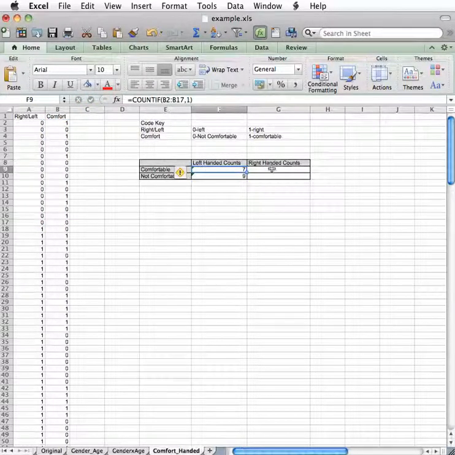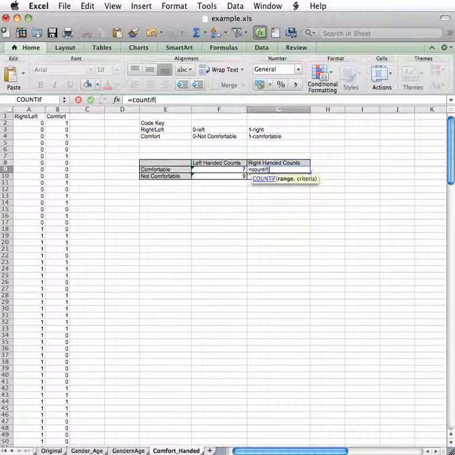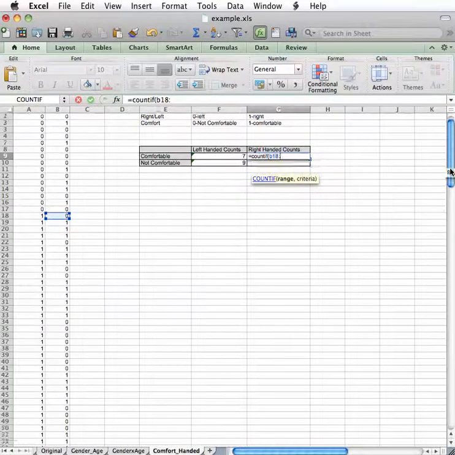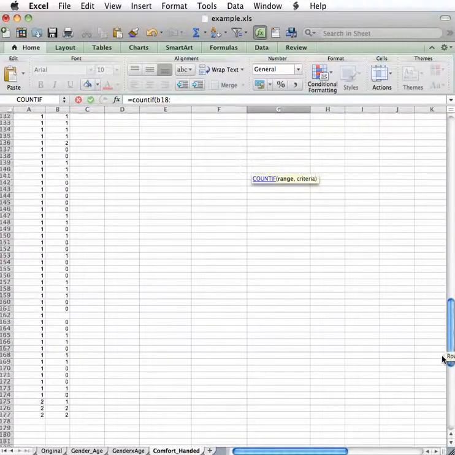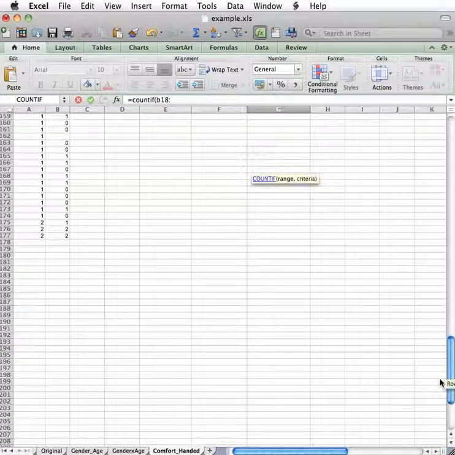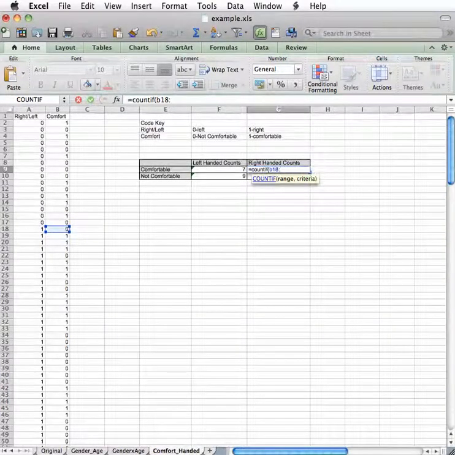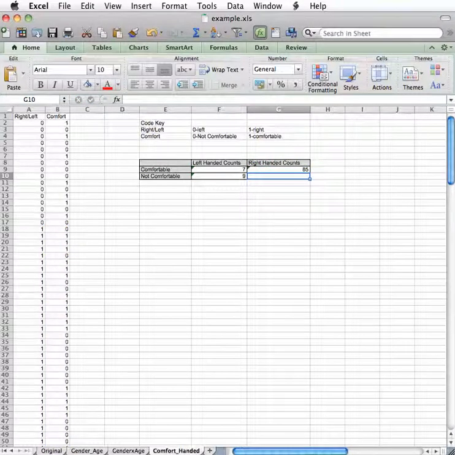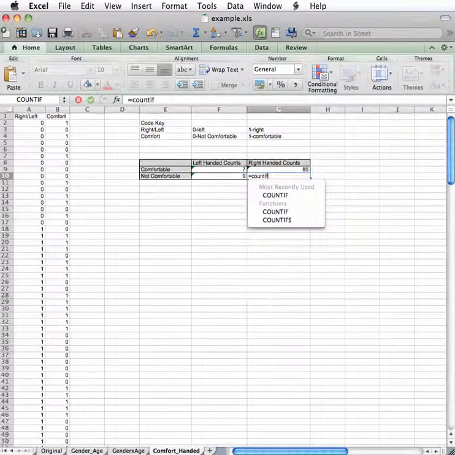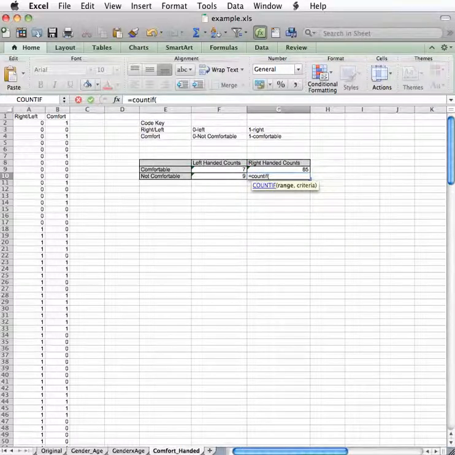And then I'm going to do right-handed. So right-handed is a COUNTIF, and these are in B, and these would be B18 through, and the right-handed ones go through 174. And then there are some in there that do not make any sense whatsoever, and so I'm not going to include those in my counts. So equals COUNTIF, and this was B2 through B174, and these are with the not comfortable.